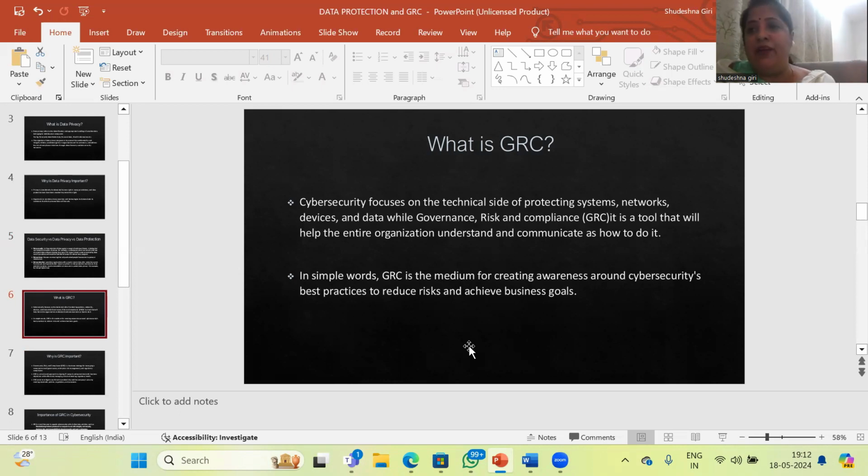For example, I was talking about data security, data privacy, and data. Then I just shifted to cybersecurity. Data security is part of cybersecurity. It's like a subset of your cybersecurity. So cybersecurity is a holistic view of your technical side of protecting systems, network, etc. Apart from this, data privacy is also important.